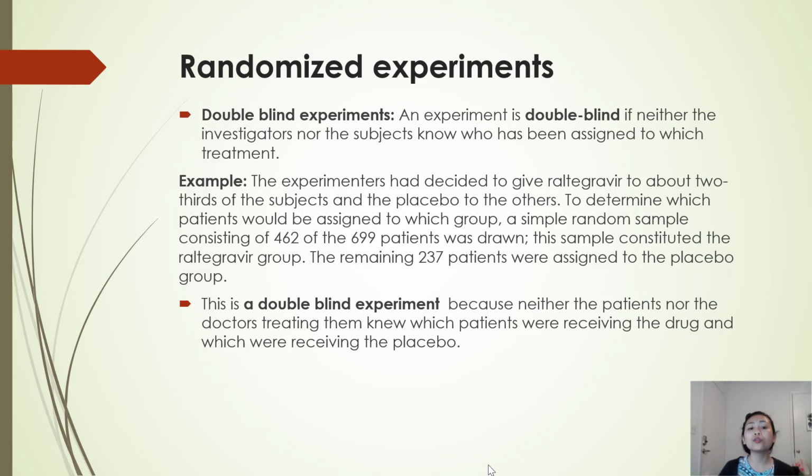So those are the two different types of randomized experiments: randomized block experiments and double blind experiments. The advantage of double blind experiments is that we can guarantee randomness better, because neither side knows which treatment is given. So the randomness is better, and so the study is better.